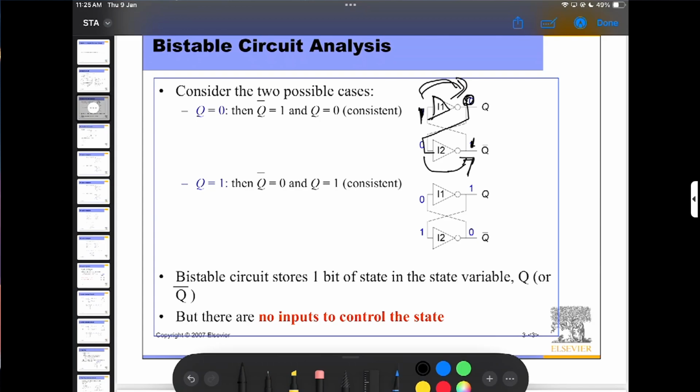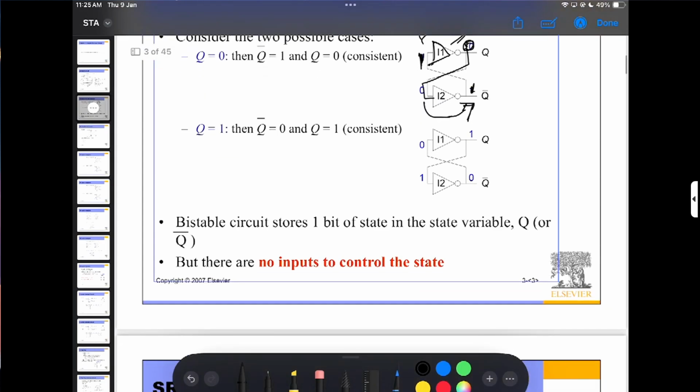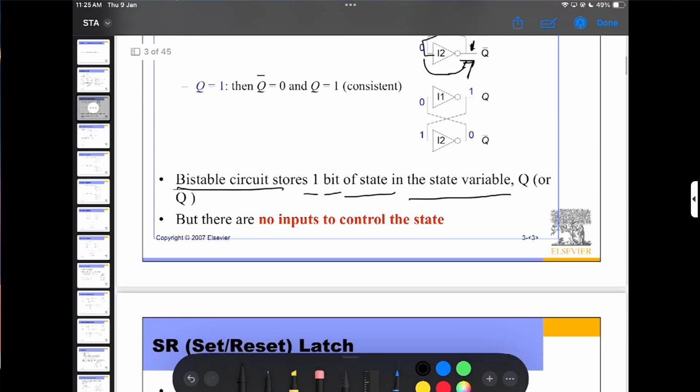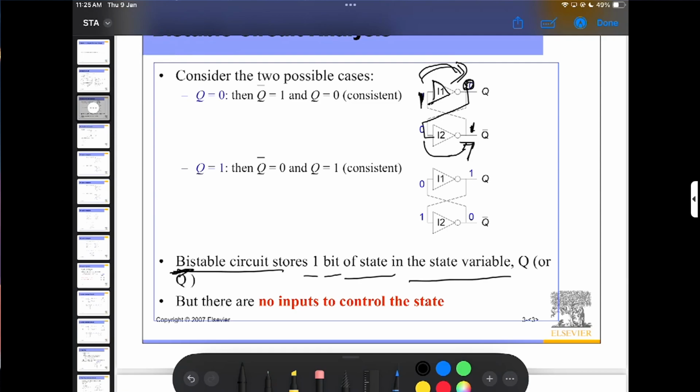So this is the analysis of the previous circuit. Bistable circuits store one bit of state in the state variable Q, or Q bar. But there are no inputs to control the state, so control of the state is not present. This is the output Q, but this output is the input of inverter I2, and here Q bar is the input of inverter I1.